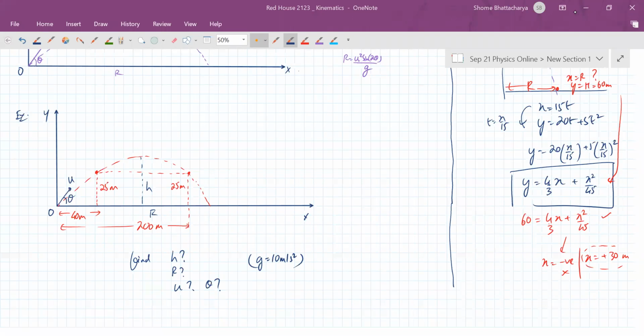Adinath, tan theta is not going to be 25 by 40, beta, because the initial velocity vector is not lying along the hypotenuse of that triangle. It's a parabolic path. It's not a straight line path.